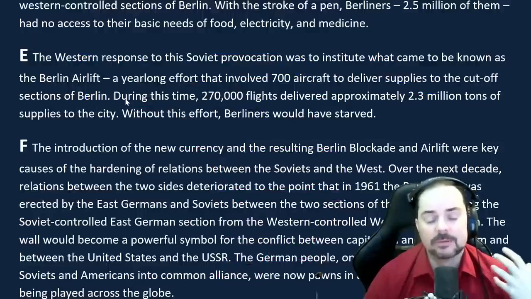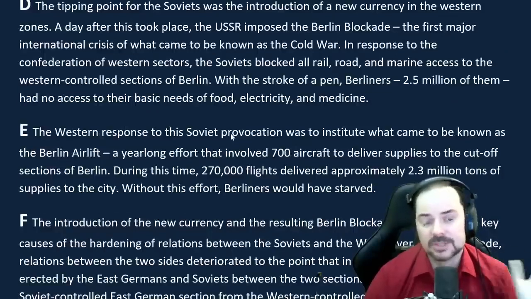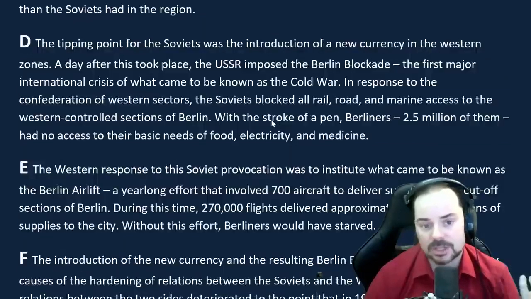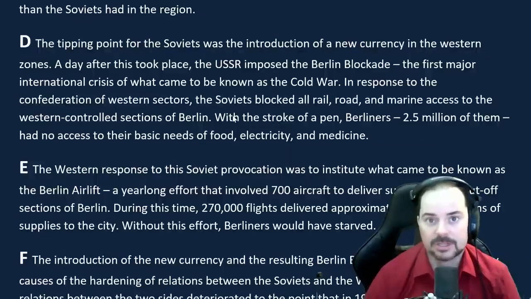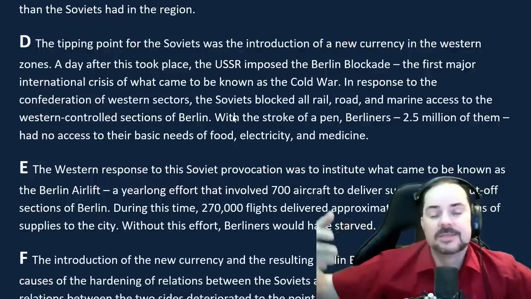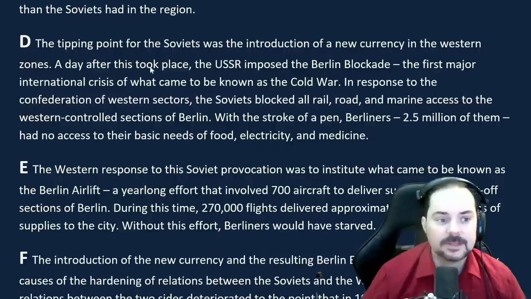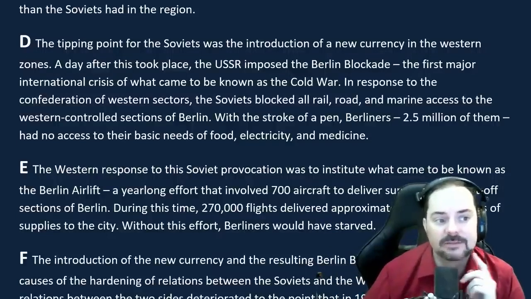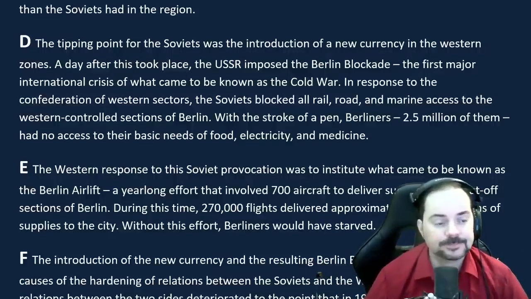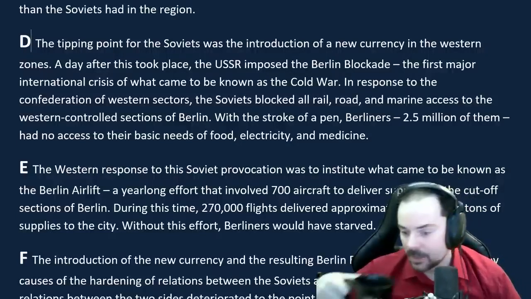So E is about the help. It's about dropping the food. But the statement isn't about that. The statement is about blocking the people. So we can logically figure out that it comes before. First the Soviets block the food and the supplies, and then the West drops the food and the supplies. You are the pilot. You are dropping it. So go ahead and read paragraph D for me, Yanni. Can you scroll up? It's coming.